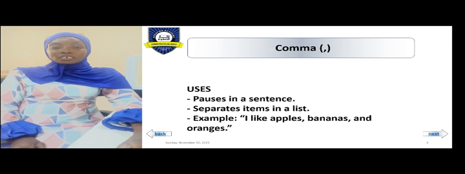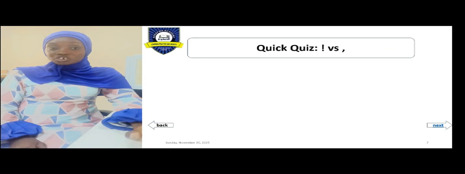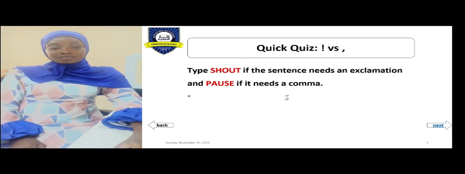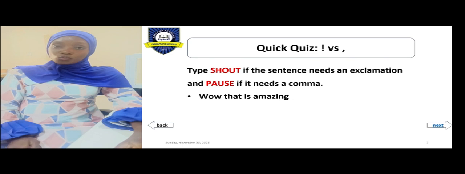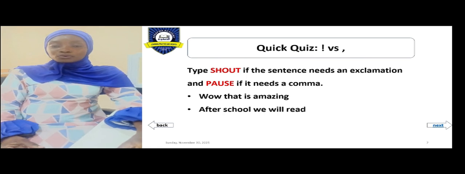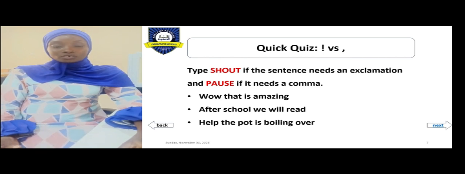Now let's quickly do this quiz. I want you to quickly type in the comment section, shout if this sentence needs an exclamation, and pause if it needs a comma. The first sentence: Wow, that is amazing. The second sentence: After school, we will read. And the last sentence for our quiz today is: Help, the pot is boiling over. Now that is that. I believe you have all done that in the comment section.